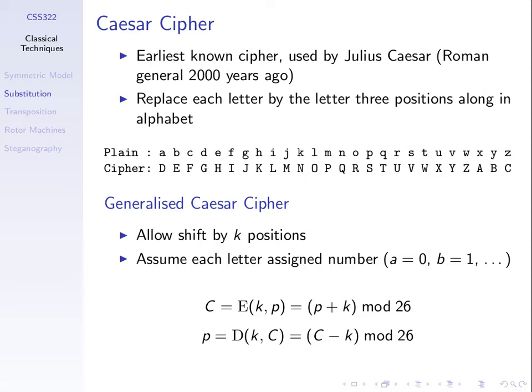And to decrypt, we go backwards, that is, in the opposite direction. To decrypt the ciphertext G, it's the letter 3 positions beforehand, which is D. And mathematically, it's the ciphertext minus the number of positions we shift, mod 26.